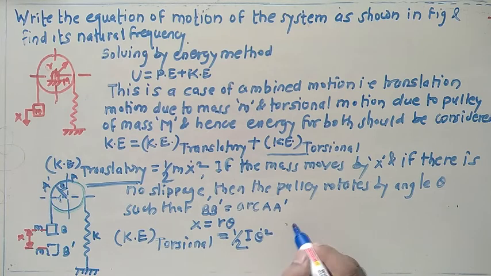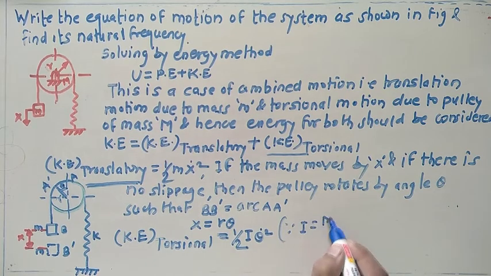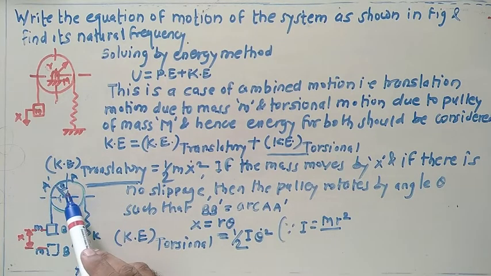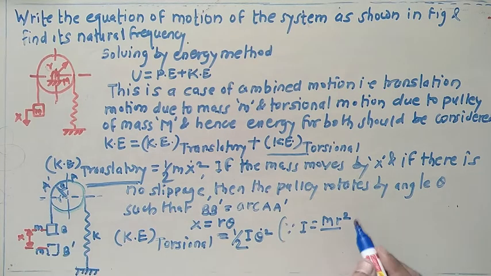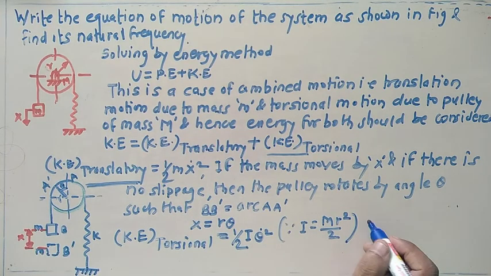Here I equals mr square divided by 2, where capital M is the mass given for this pulley. The mass moment of inertia, if you consider this the x-axis, is nothing but mr square by 2. You have already studied this in strength of materials. So as far as our case is concerned, remember this formula and move towards the next step.